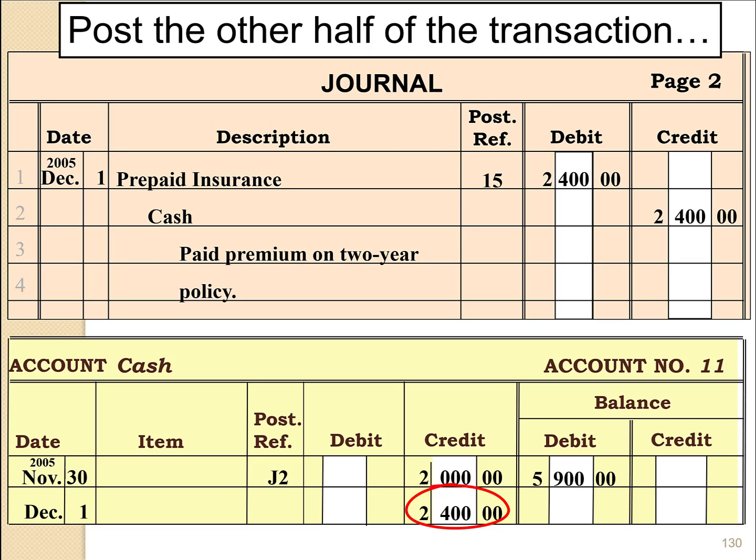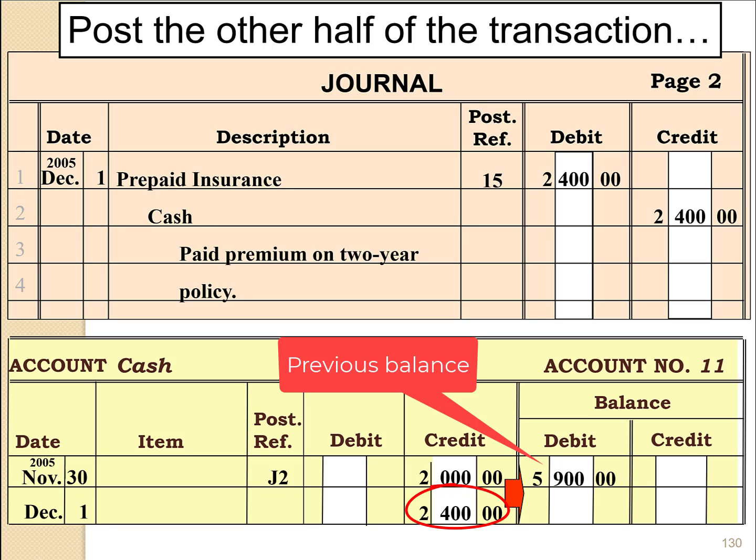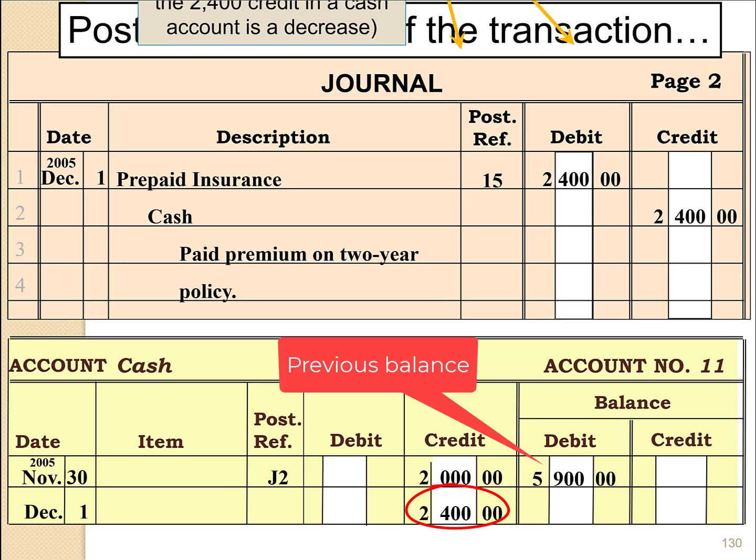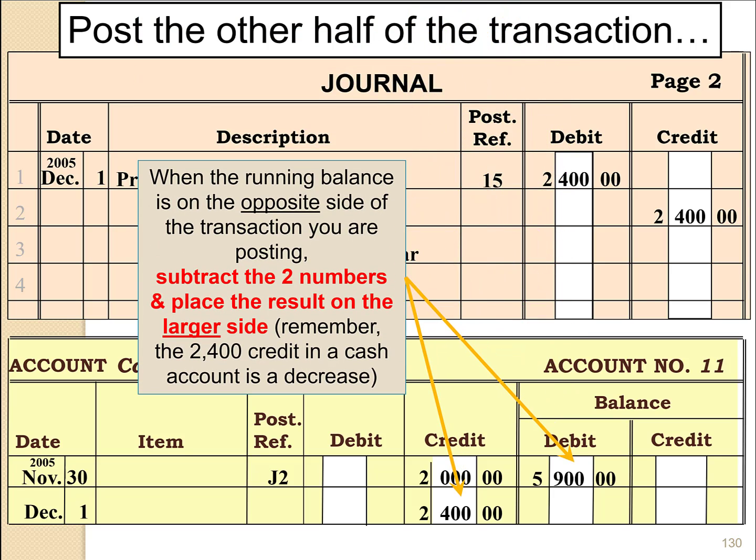The next thing we need to do is to calculate our new balance. So prior to this $2,400 credit, what was the cash balance? It was $5,900. So we had $5,900 before, and now we're crediting the account $2,400. So if we credit cash, is it going up or is it going down? Well, it's going down. So we need to subtract the $2,400 from the $5,900. And so what's our new balance for cash? It's $3,500.